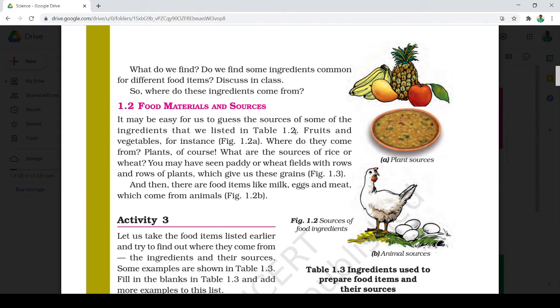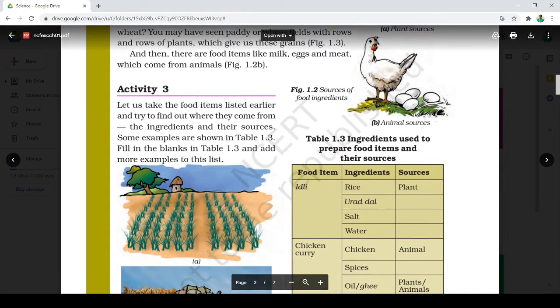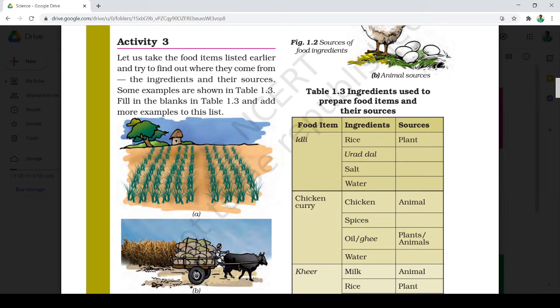Animal sources. So here we have another activity. In this activity, we'll take the food items listed earlier and try to find out where they come from, the ingredients and their sources. Some examples are shown in table 1.3. Fill in the blanks in table 1.3 and add more examples to this list.